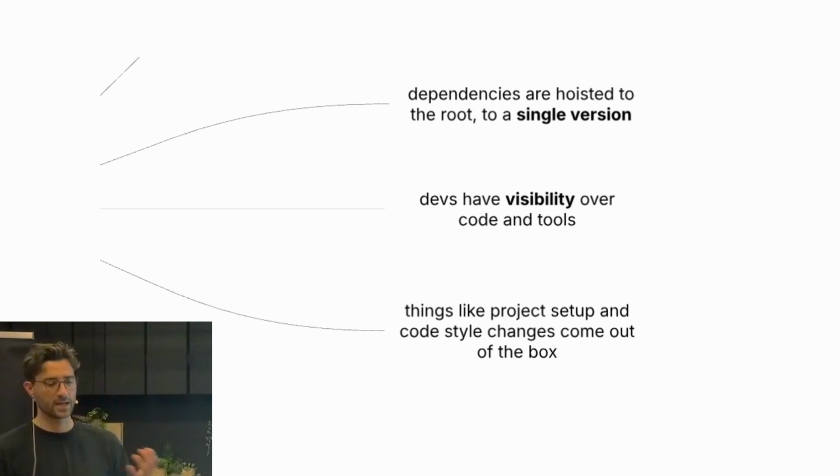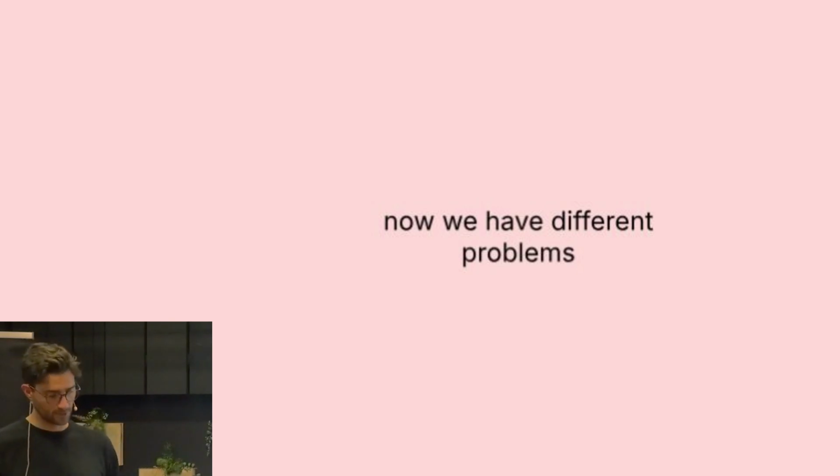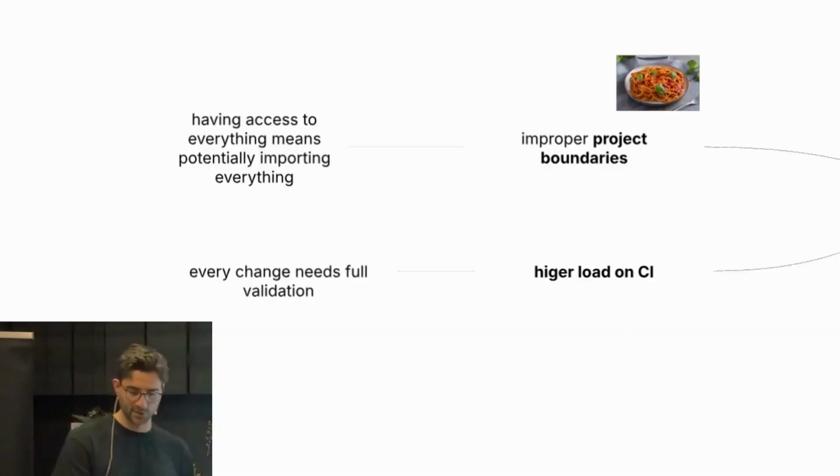And something I really like is that we have visibility. We can see other people's code. If we have a problem, you can go into another package and see how it was done. And of course, all of the stuff like linter, project setup, all of what I mentioned, comes out of the box. Of course, now we have other problems. We have a solution, but other new problems.